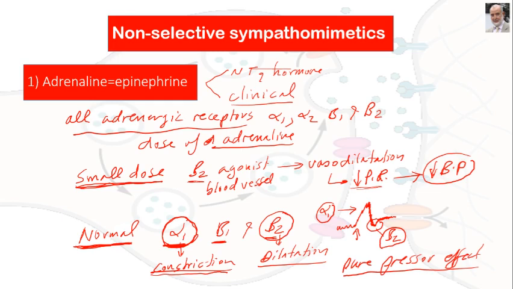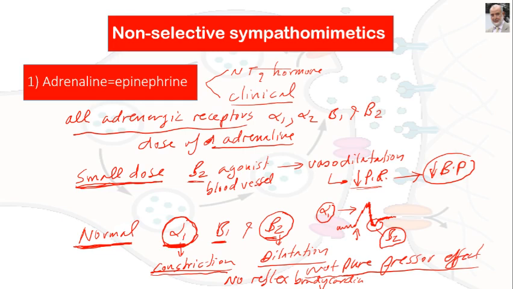Now, this is not pure pressure effect. Adrenaline does not produce pure pressure effect. Therefore, there is no reflex. It will not stimulate the baroreceptor reflex. Therefore, there is no reflex bradycardia. So adrenaline never produces reflex bradycardia. Why? Because it has no pure pressure effect.